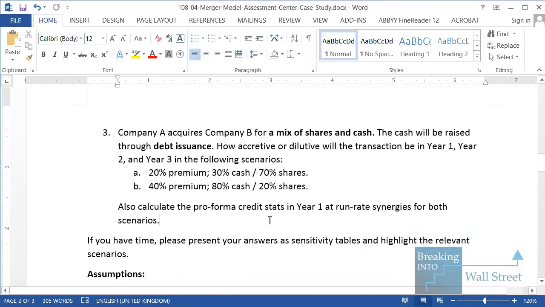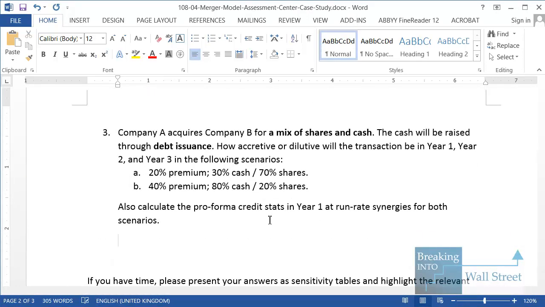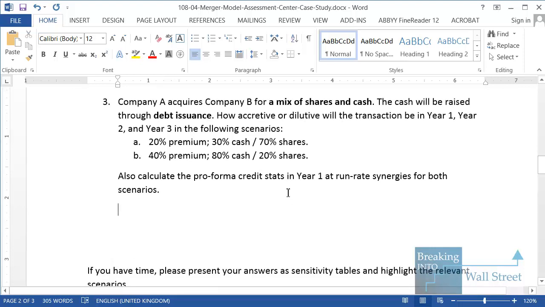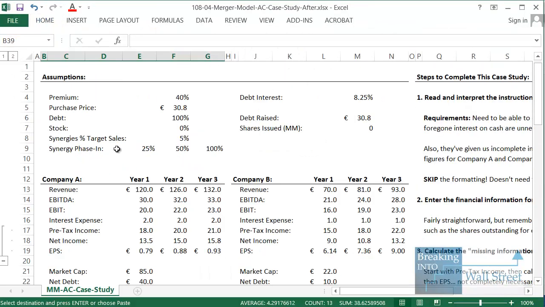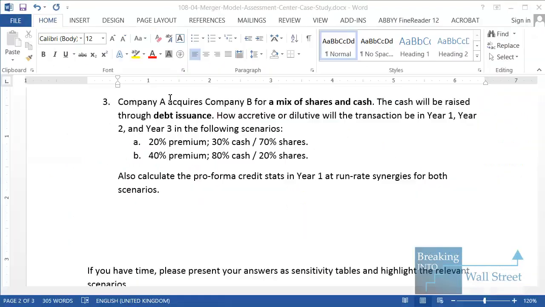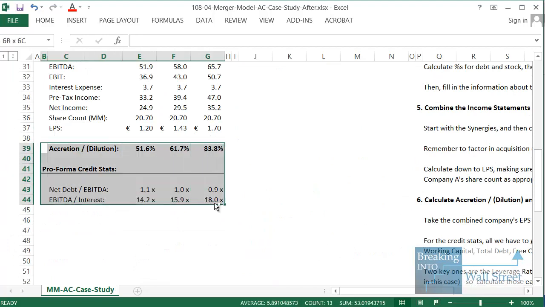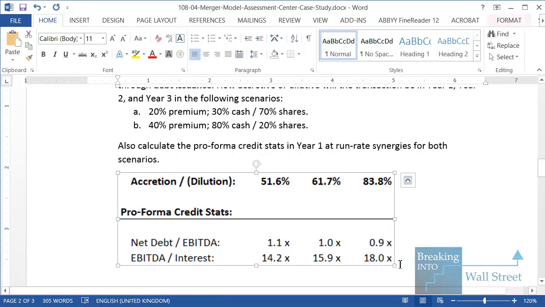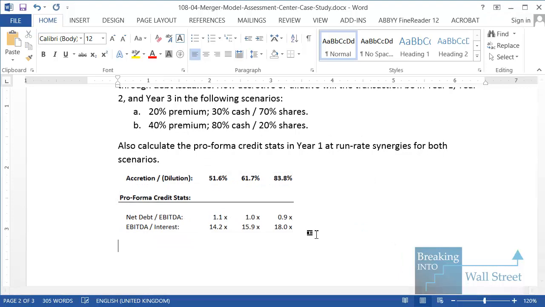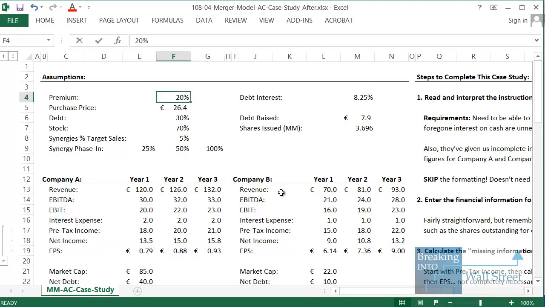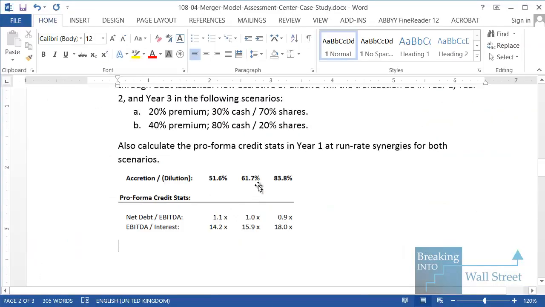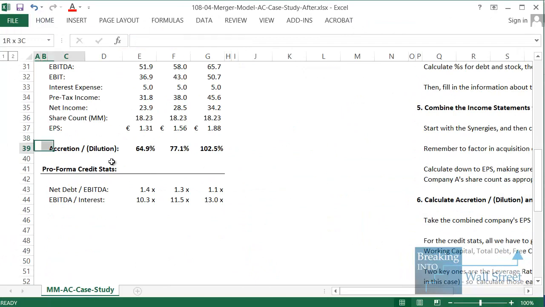Then let's move down to scenario 3 and paste in the answers to this one. So a mix of shares and cash, and we have a 20% premium, 30% cash, 70% shares, 40% premium, 80% cash, and 20% shares. Let's go up and enter these assumptions. So 20% premium, and then we have 30% debt, 70% stock. Let's go in and copy and paste this. We have that. And then for scenario number 2, 40% premium, and then we have 80% debt and 20% stock, matching the case study assumptions. Let's go in and copy and paste this.